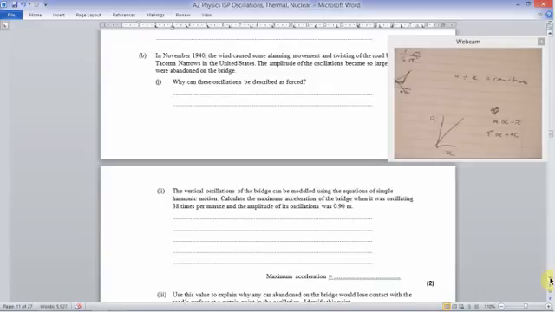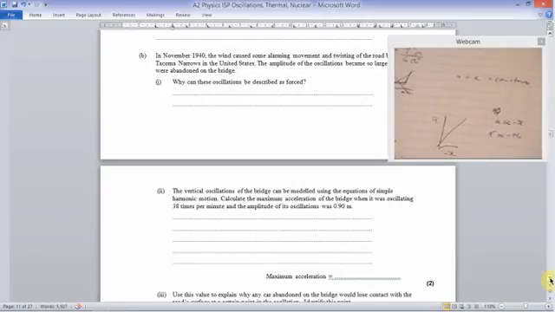The vertical oscillations of the bridge can be modelled using the equations of harmonic motion, so the ones in the sections above. Calculate the maximum acceleration of the bridge when it's oscillating at 38 times per minute, when the maximum displacement, the amplitude, was 0.9 meters. a is equal to minus omega squared x, or minus omega squared A, or just the idea that the maximum acceleration is going to be equal to omega squared times the amplitude. And also we're going to use omega is equal to 2 pi over T.